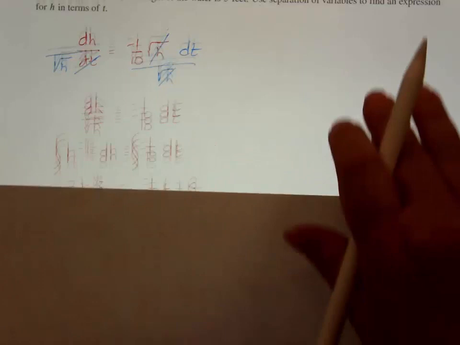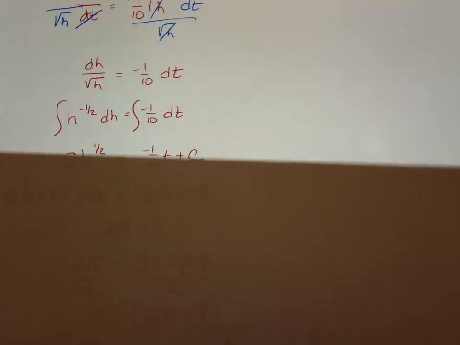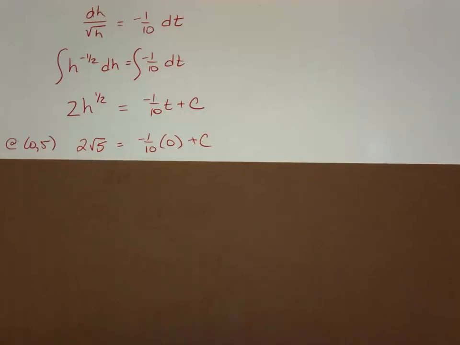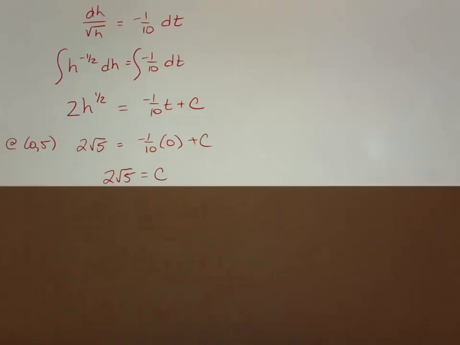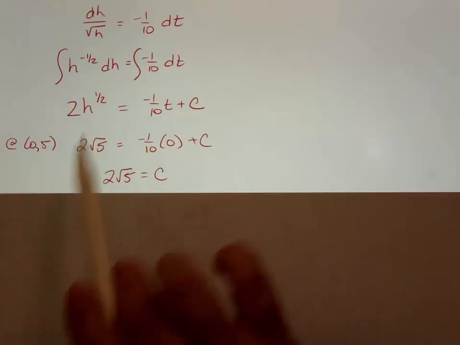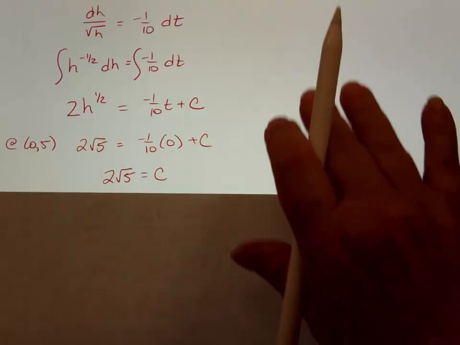I went ahead and rewrote the left-hand side, bringing up the h because it's not an ln, because the power is not 1. So h to the negative 1/2 dh equals negative 1/10 dt. Raising the power, you get 2h to the 1/2 on the left side, and on the right side, negative 1/10 t plus c. This one does not need the e thing. We immediately plug in the 0 and 5. We get 2 root 5 equals negative 1/10 times 0 plus c. c equals 2 root 5. Now, if you chose to solve for h before you plugged in the 0 and 5, that's fine. Your c will be slightly different. But in the final answer, our answers should match.